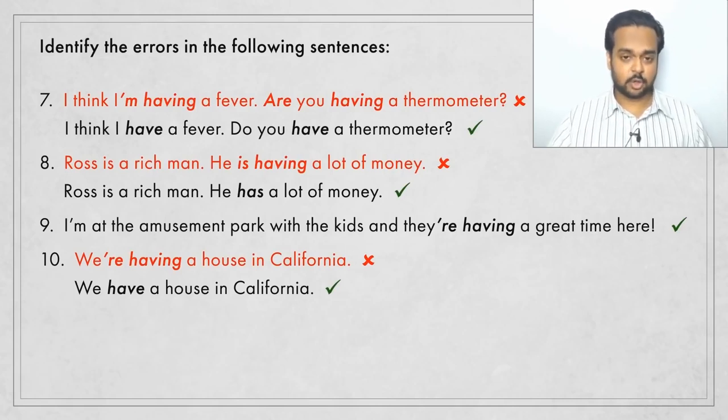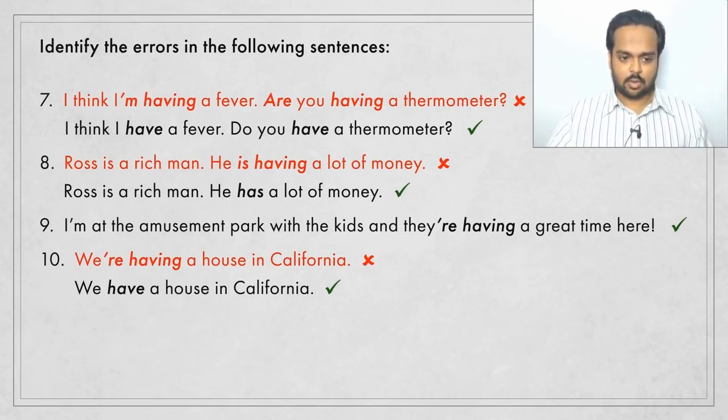Okay, this exercise I'm sure was a little tricky, but if this was a little difficult for you, I suggest that you watch that portion again in the replay. I suggest you go through this exercise again because this error, putting having in state verb uses of the verb have, is very, very common. It's a very common mistake, and it's something that you should learn to avoid. Okay, good job getting through this exercise.